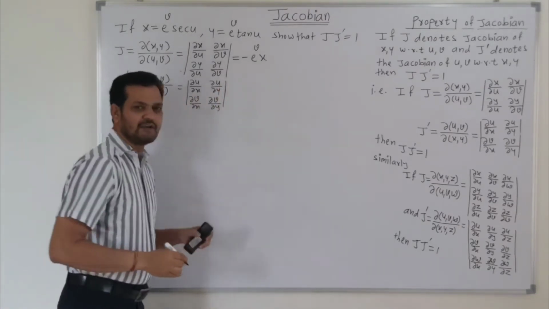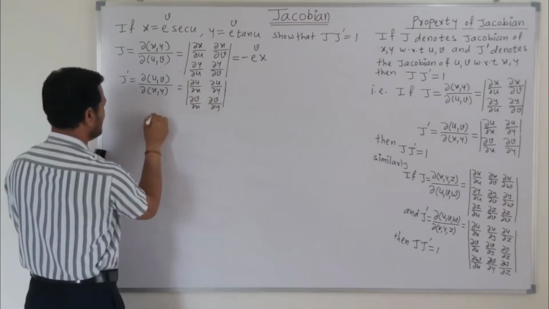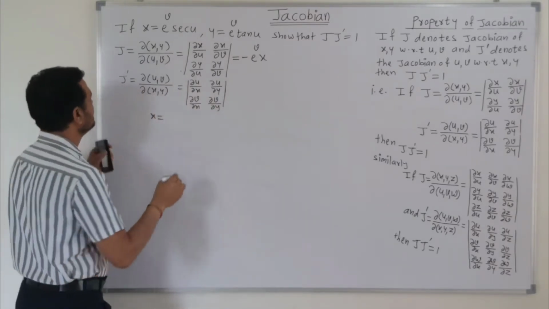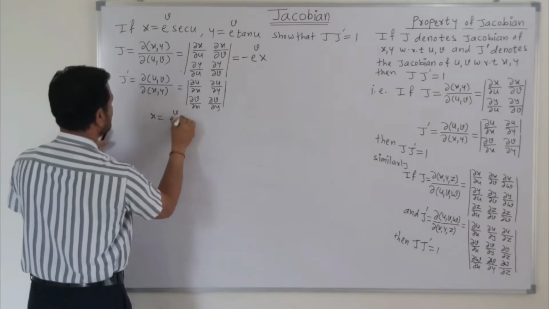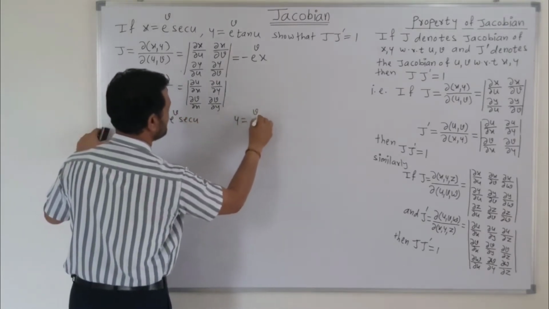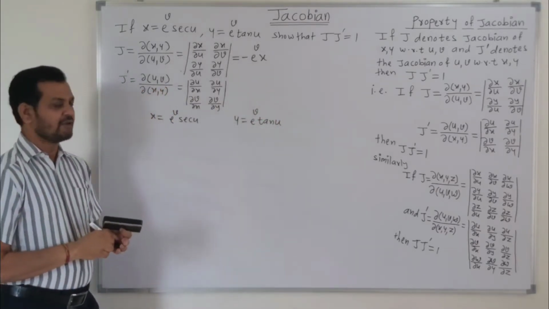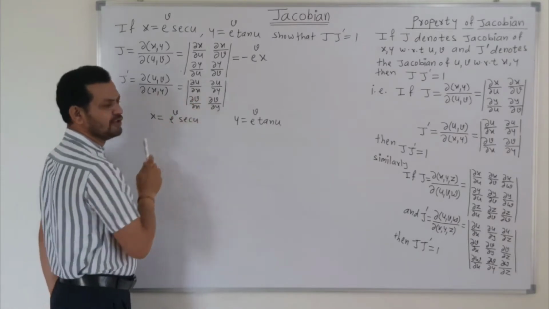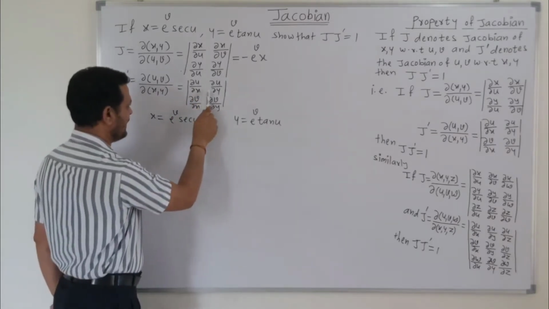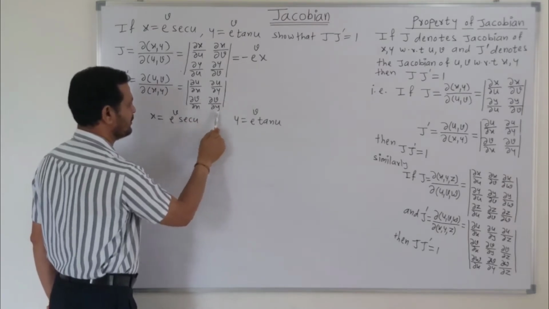So if we try to find this Jacobian, we require the value of u and v. Here the given values are x is equal to e raised to v into sec of u, and y is e raised to v into tan of u. So we require the partial derivatives of u with respect to x and y. Similarly, we require the partial derivatives of v with respect to x and y.